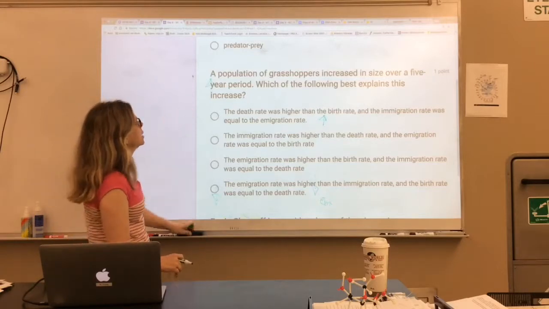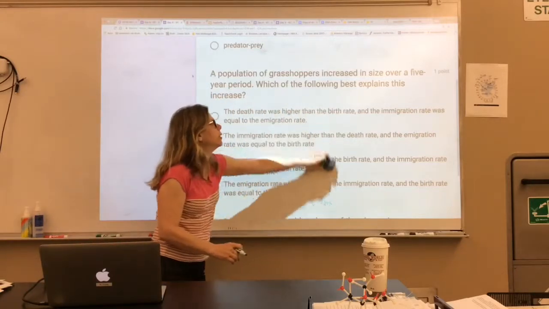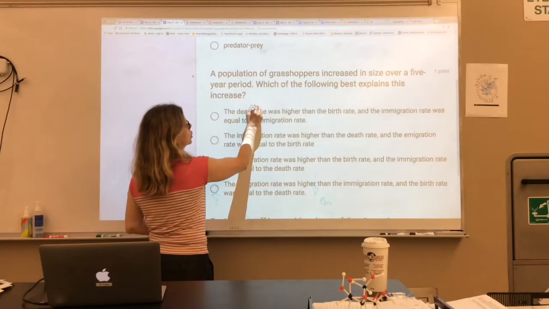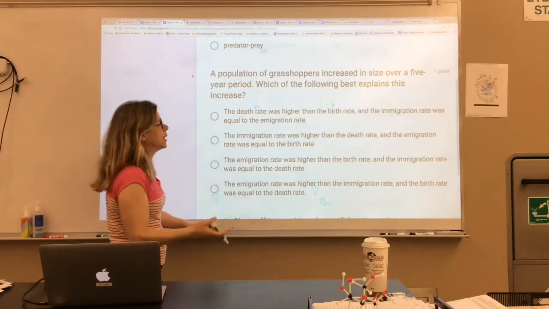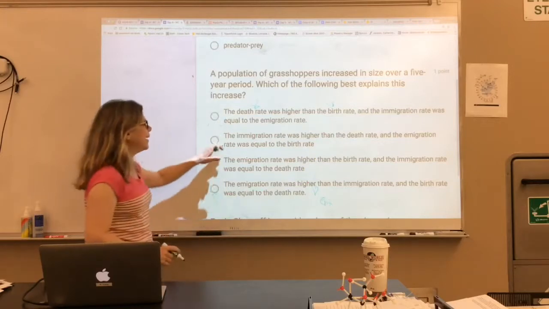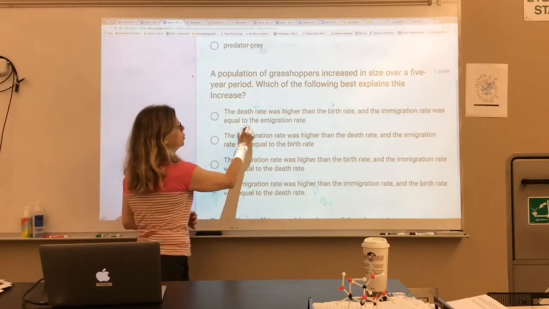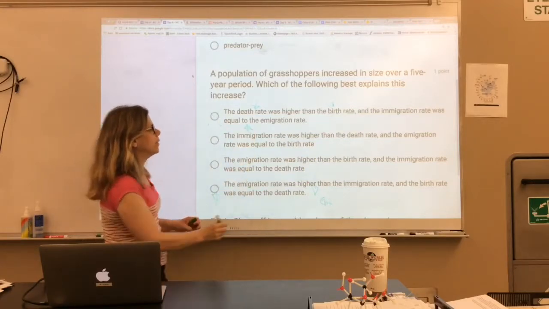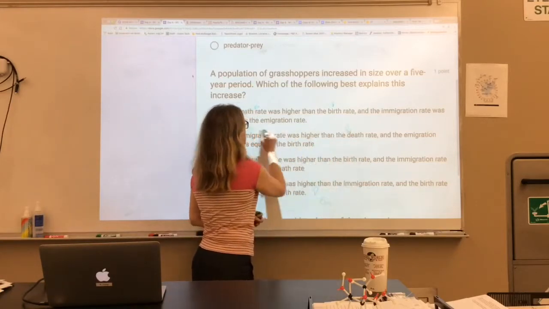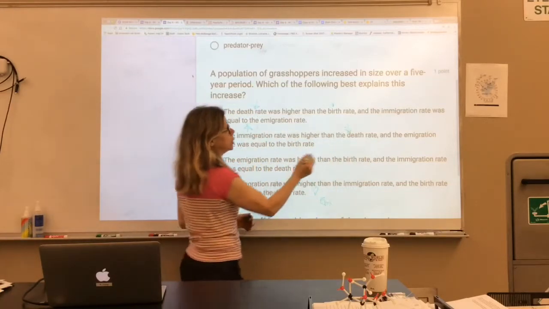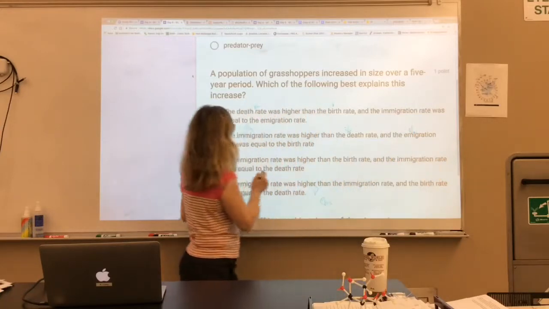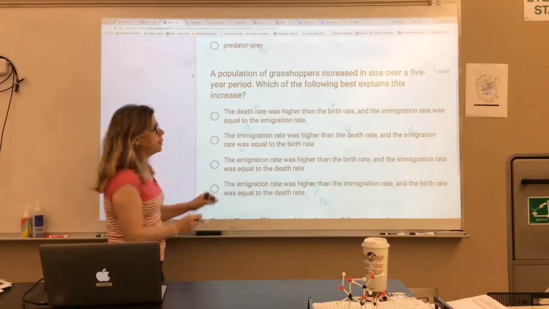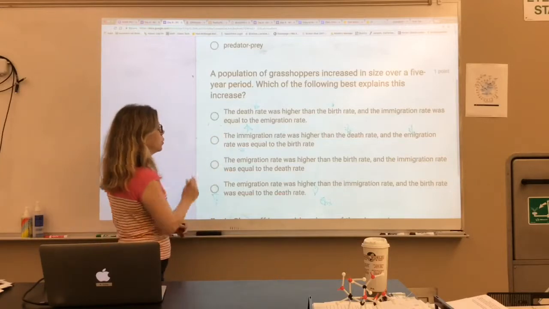Look back at that question again. Population increased in size over a 5-year period. So how would it increase? The death rate, which goes down, was higher than the birth rate. That doesn't make sense, right? The immigration going in was higher than the death rate. And the emigration going out of, right, so that reduces it, was equal to the birth rate. So this one would show an increase. I'm going to put a question mark.